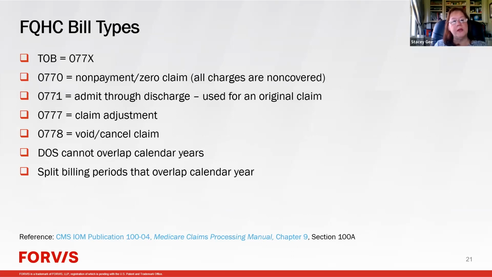Okay, so the FQHC bill types, they're very similar to the rural health clinic bill types. You're going to identify that type of bill as being an initial bill, or if it's an adjustment that you're making to a claim that's already been submitted, or if you're going to void or cancel a claim. So your initial bill is going to be a 0771. Your claim adjustment is going to be a type of bill of 0777. And if you're voiding or canceling a claim, that's going to be a type of bill of 0778.